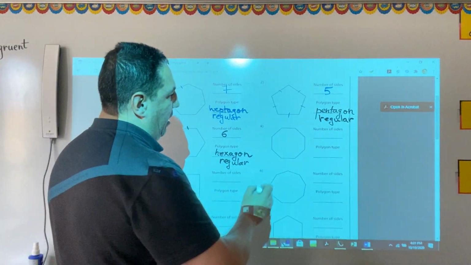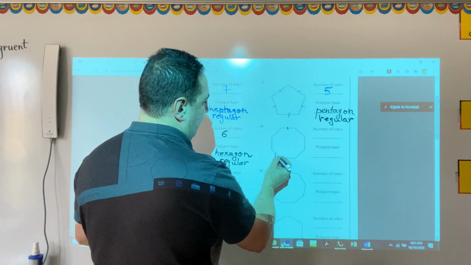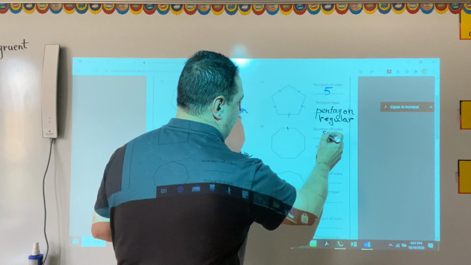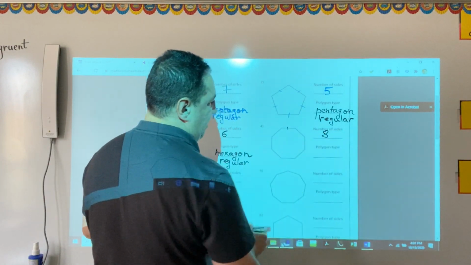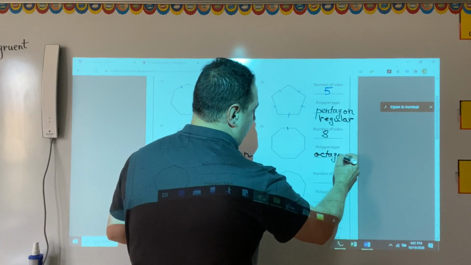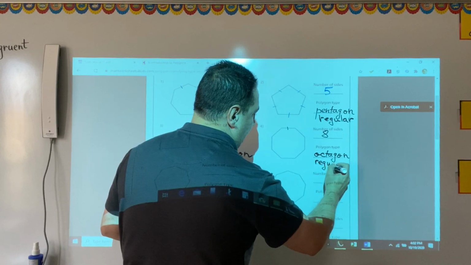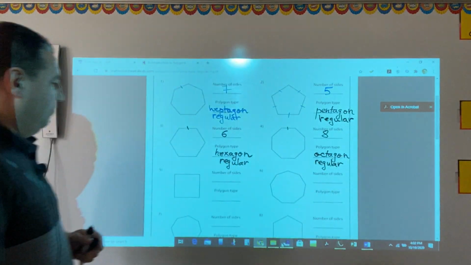Next, let's count the number of sides. 1, 2, 3, 4, 5, 6, 7, 8. So it's 8. The name of such a polygon is octagon. And it also is regular because all sides and angles are the same.